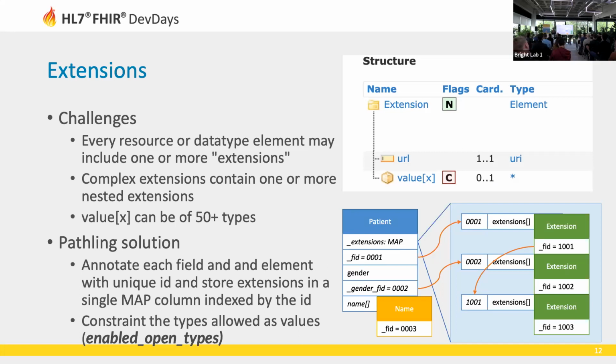So the way we use it in Pathling is that, first of all, extensions are optional, so we don't need to use them. That's an optional feature. And the other thing is we chose to create a unique ID, a field ID, for each of the elements, and then store all the extensions in a single map column that we can use to attach extensions to simple and complex types. And because extensions are also complex types, they also have a field ID, so we can attach extensions to extensions, essentially with infinite nesting.